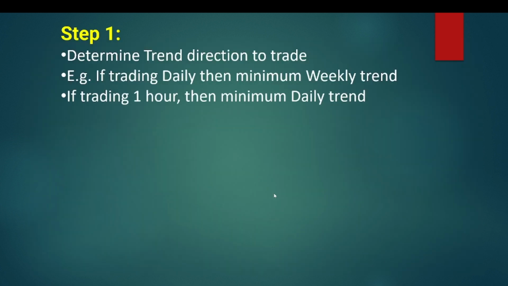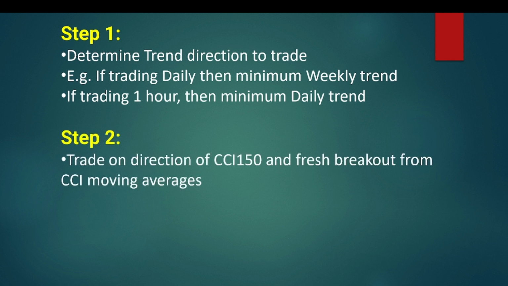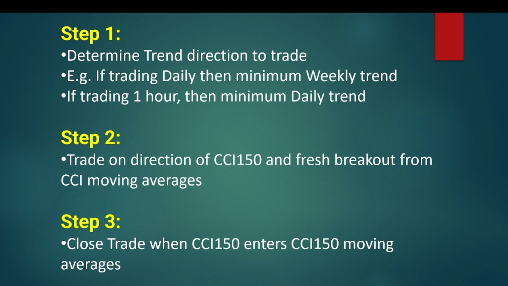Now in terms of a three-step process to buy or sell, we look at the trend. So if you want to trade on the daily time frame, we look at the larger time frame for the trend, so we look at the weekly. Or if you're trading on the intraday, like the 1 hour, the 15 minute, or even the 2 hour, you look at the daily trend as a minimum. Next step is we trade in the direction you've chosen in step one, but we trade when there's a fresh breakout on the CCI 150 from the moving averages. And the last step is you close the trade when the CCI 150 enters the moving average band of moving averages.